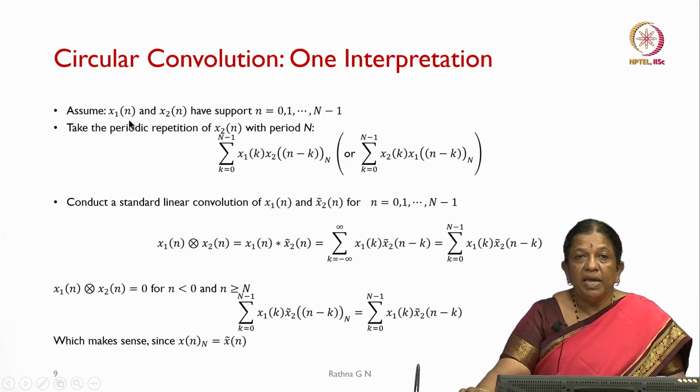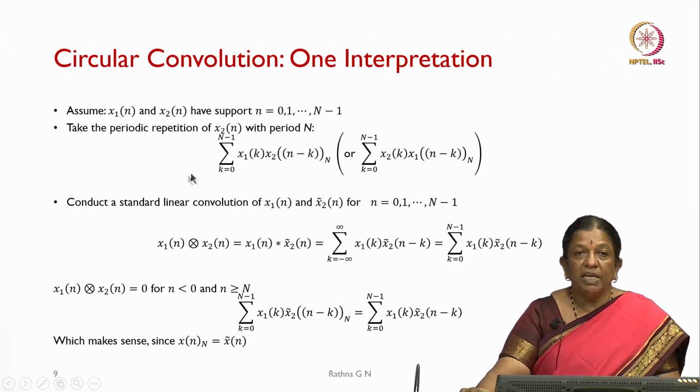We are assuming x1 and x2 have support n equal to 0 to N minus 1. Then take the periodic repetition of our x2 of n with period N. We are assuming both are of size N in this case. Then the sum over k equal to 0 to N minus 1 of x1 of k into x2 of (n minus k) modulo N, or we can write it as x2 of k times the modulus of x1. Both are the same thing, so we can use any one of them.